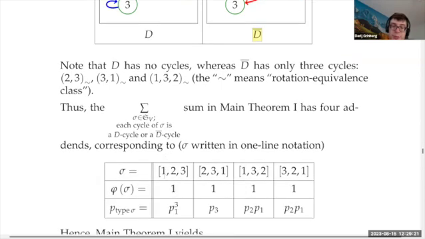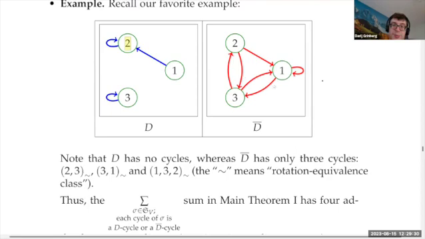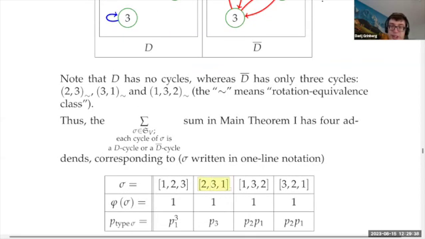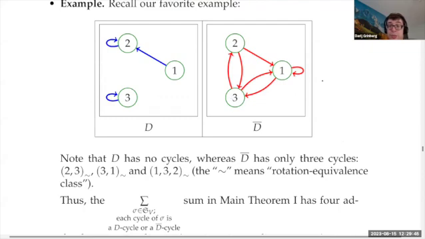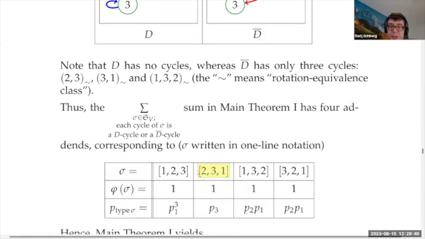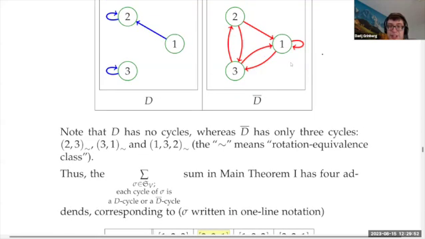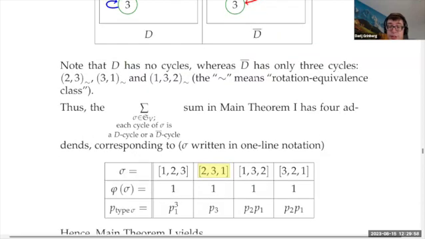But what will be part of the sum? Well, there will be 4 addends. One addend is the identity permutation, which is always an addend because the identity permutation has only trivial cycles, and each trivial cycle is either blue or red. It has only one arc. Then there is this permutation in one-line notation, which has only one cycle, and that cycle is all red. One-line notation says 2, 3, 1, but as a cycle, it's 1, 3, 2. I think I'm also wrong here.